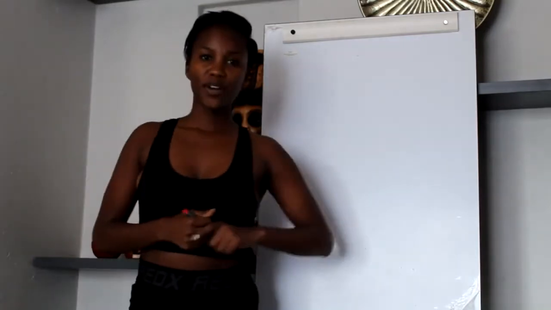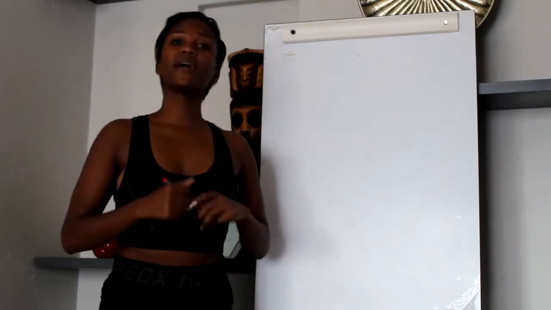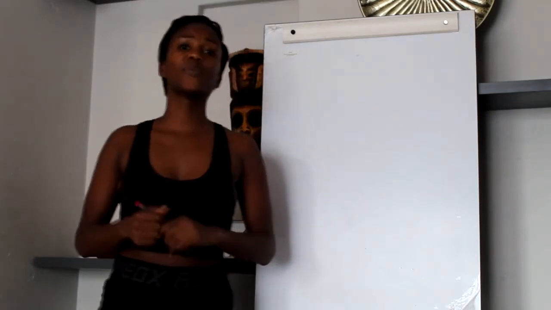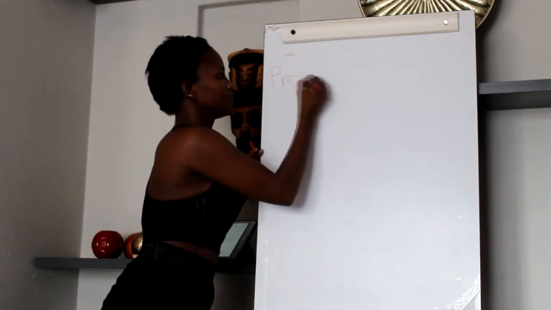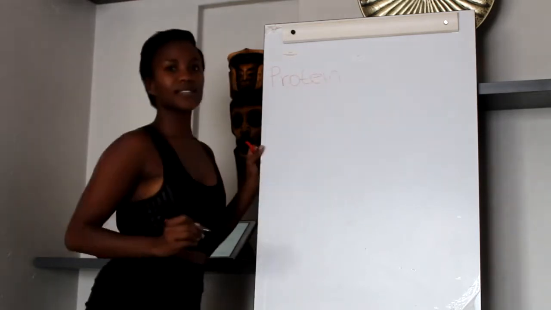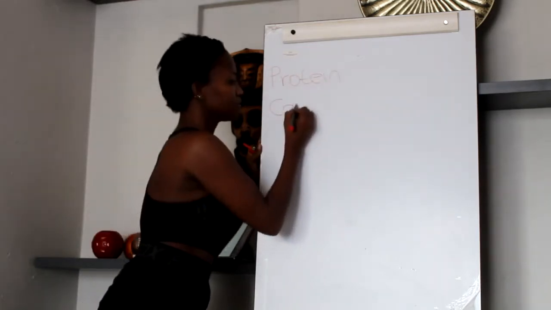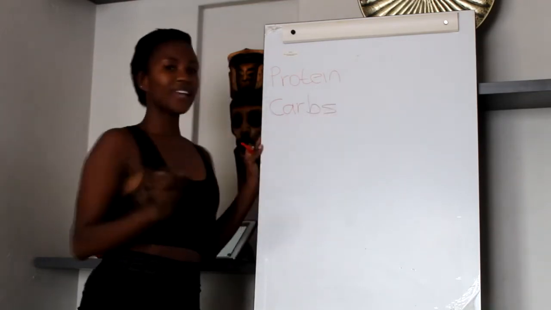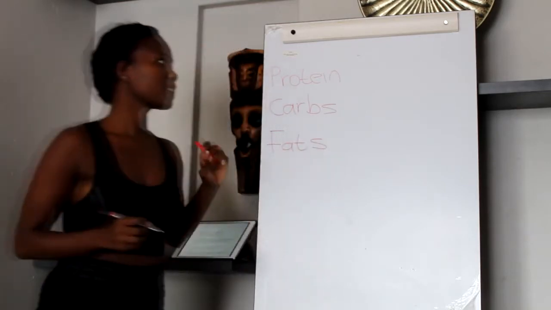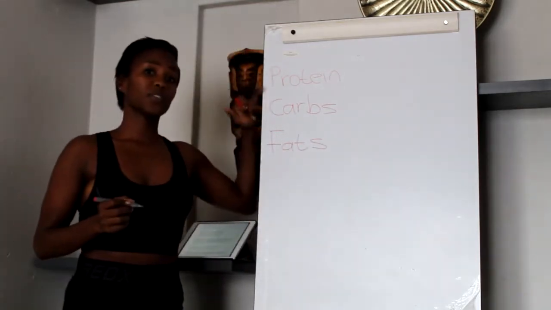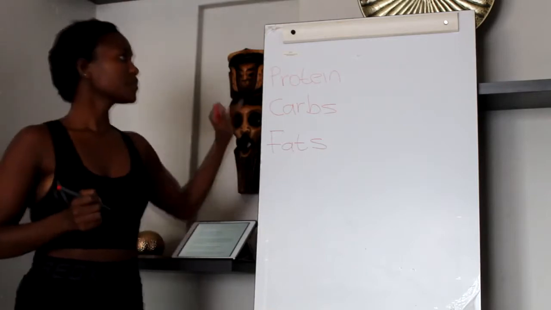I'm going to be teaching you how to calculate your calories and also understanding macronutrients. There are three main macronutrients that should be included in your diet. The first one is protein. The second one is carbs. And we have fats. These are the three most important macronutrients.